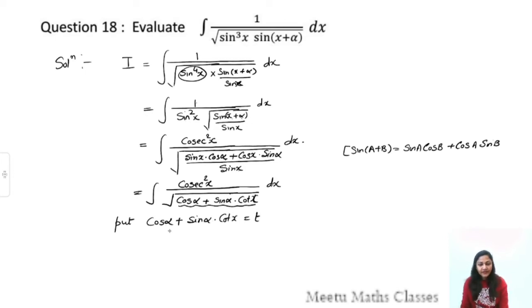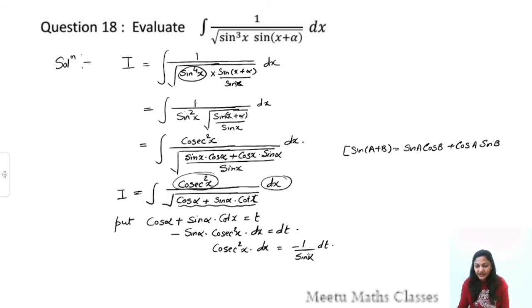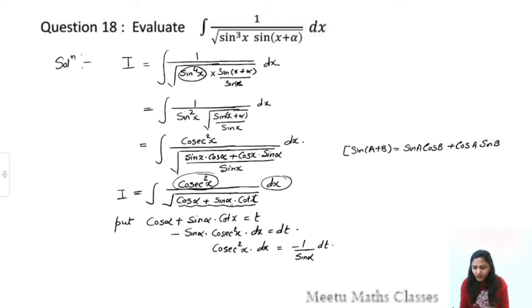So the derivative of cos alpha will become 0, sin alpha is the coefficient, and the derivative of cot x is minus cosec square x, so dx is equal to dt. So cosec square x into dx is equal to minus 1 upon sin alpha into dt. Now we are going to replace cosec square x dx with minus 1 upon sin alpha dt. So your I will become minus 1 upon sin alpha dt, and your integrand will become 1 upon root t.